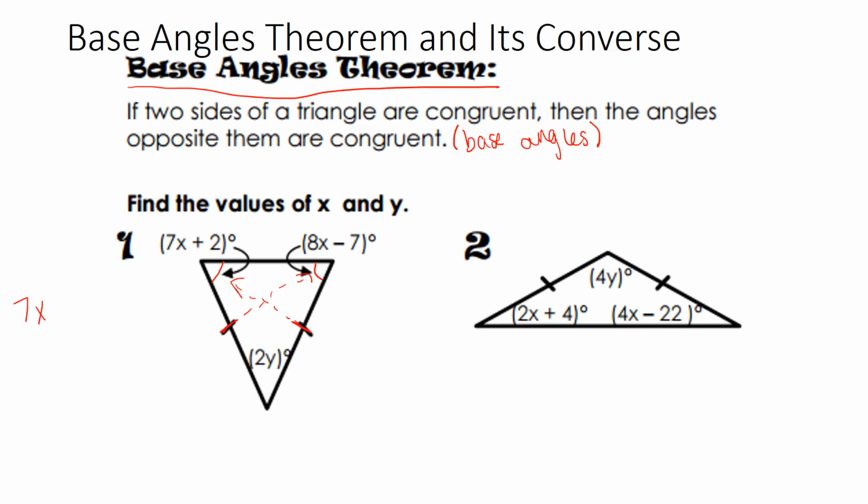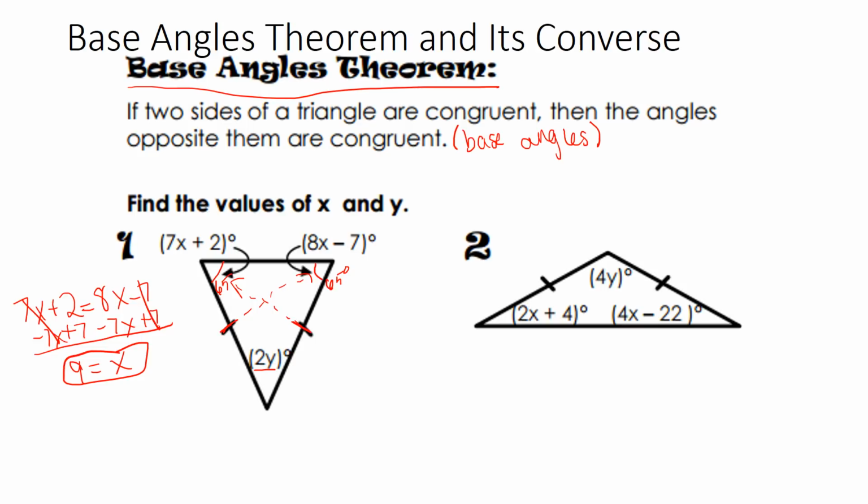With that, we can set up our equations and solve for x and y. We have 7x plus 2 equal to 8x minus 7. If we subtract 7x from both sides and add 7 to both sides, we get 9 is equal to x. That's pretty simple, but we still have to find y. If we plug 9 back into our angles, we have 7 times 9, which is 63, plus 2 is 65. So both of our angles measure 65 degrees.